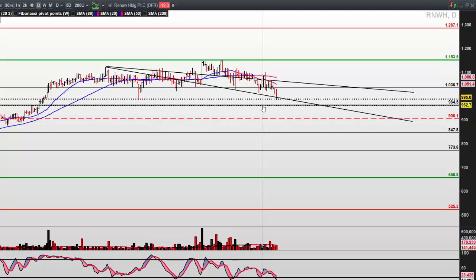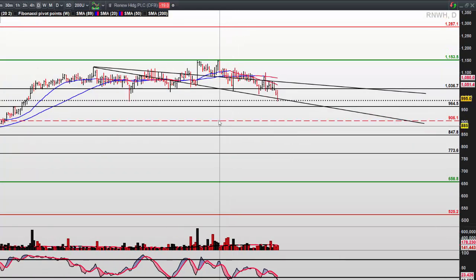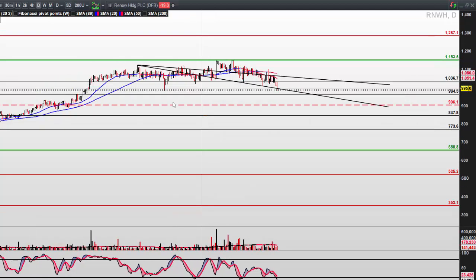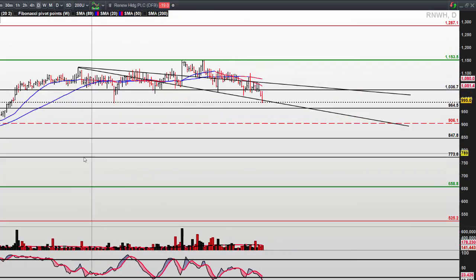However, I think the main pullback area is 950. If we come down to 950 on volume, start seeing some higher volumes on that level, then I will get in this and see if we can get back to 1150 plus. My target will be 13 on that RNWH.